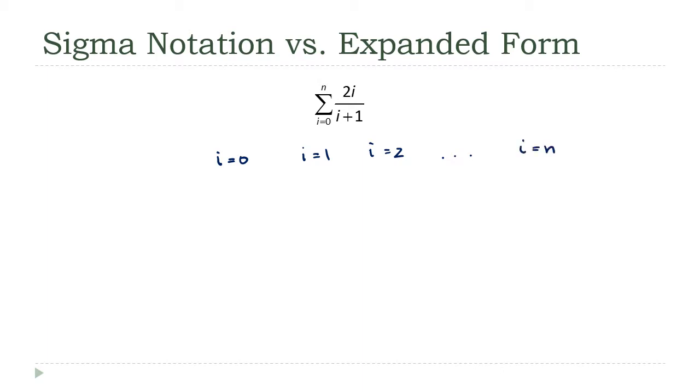So replacing each of these with numeric values, putting 0 into this expression here gives us 0 over 1, which is 0. You put 1 in there, we get 2 over 2, that's 1. You put 2 in there and we get 4/3 plus ... plus, and now I'm going to put n in there, 2n over n plus 1. And that would be the expanded form of this series.